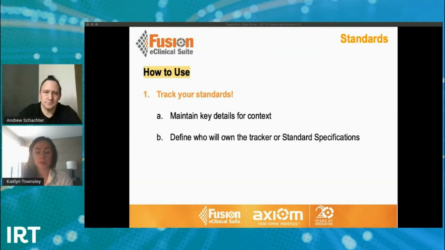So once we've developed those standards, how do we use them? Most importantly, we find that maintaining all of the key details and tracking our standards is the most important part, of course. But in terms of the key details for context, we want to make sure that we are documenting who had input on these decisions, why we made these decisions, who we had buy-in from, and what were some other options that were on the table that maybe we decided not to pursue.